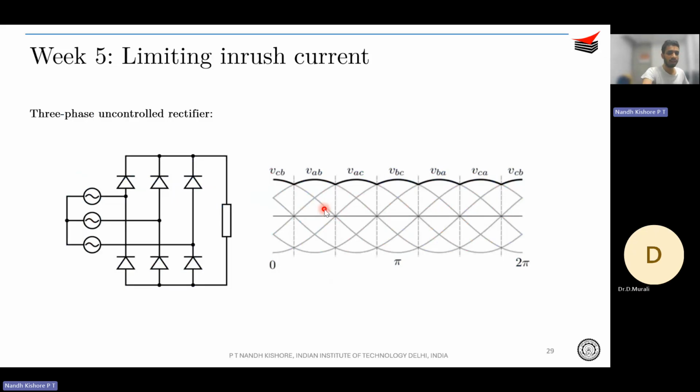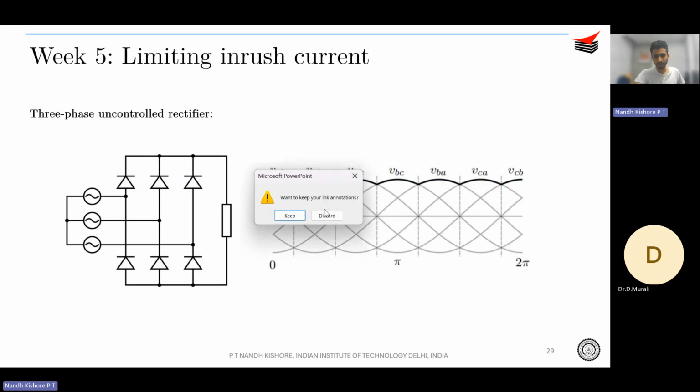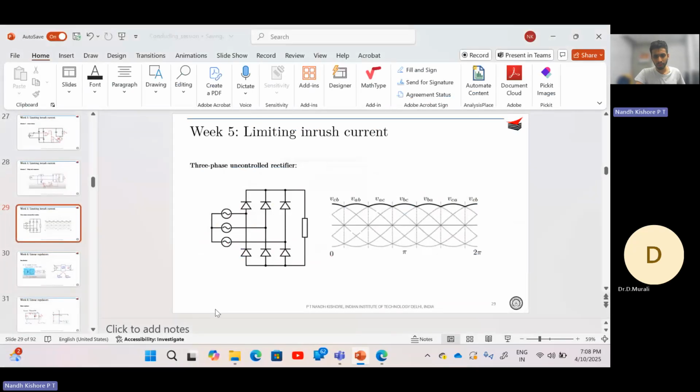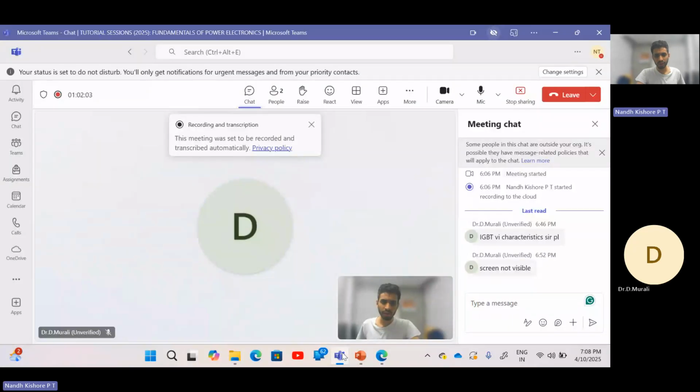So this was about the AC/DC converters. I'll just pause over here if you guys have any doubts, or we can start off again at 7:10 from linear DC/DC converters.